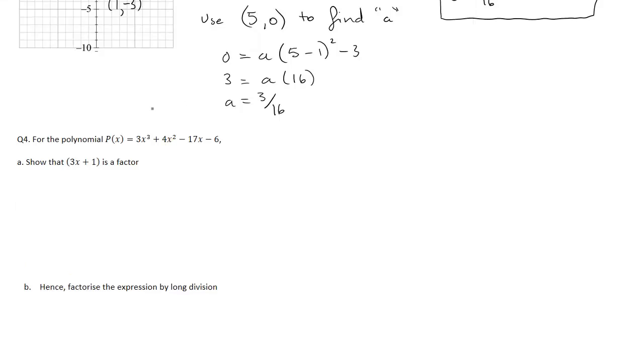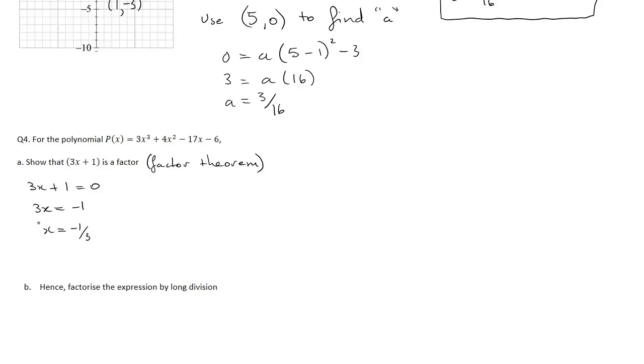So, question 4. Question 4 states, for the polynomial of this, show that this is a factor. So what you're using here is the factor theorem. Now, to work with the factor theorem, first of all, you're starting off with this particular bracket. You're setting it to be 0. So you're turning the factor into a solution form. So you're carrying the 1 over, you're going x equals -1 over 3.